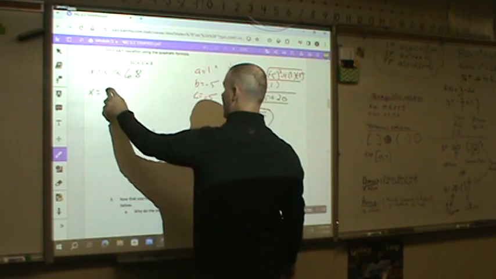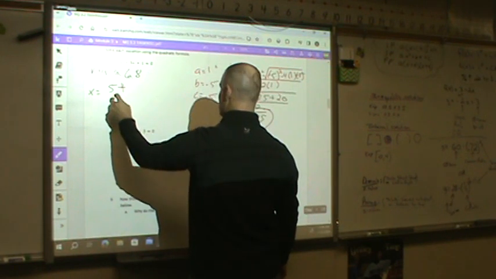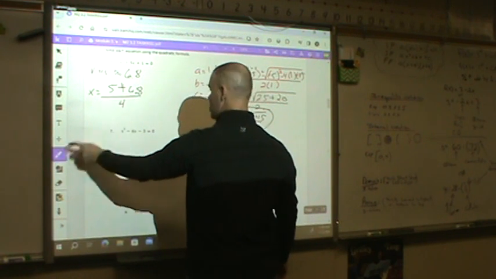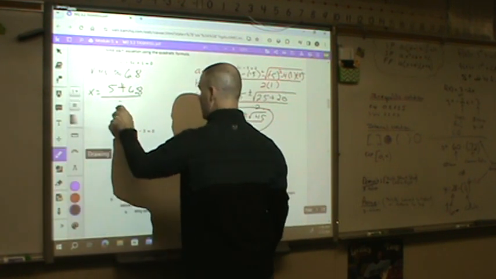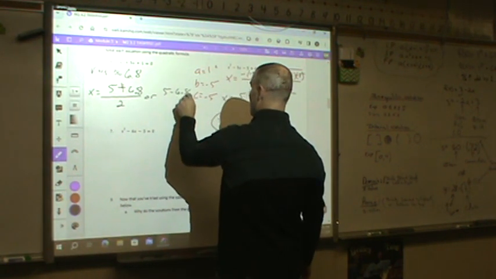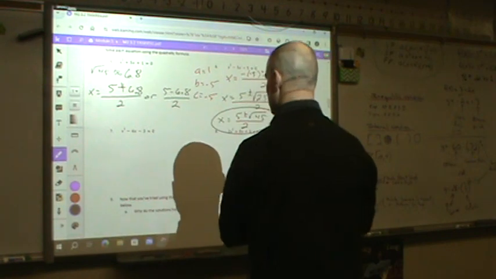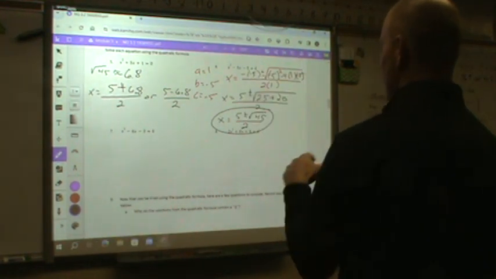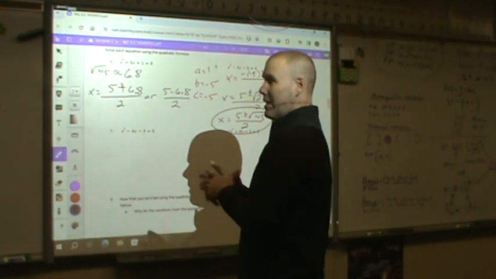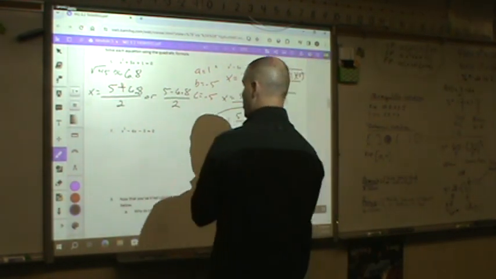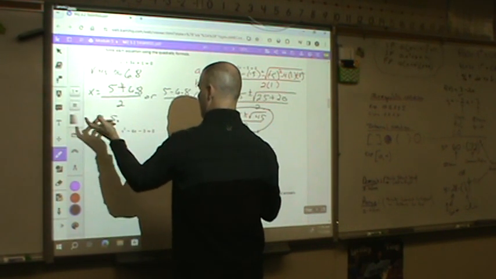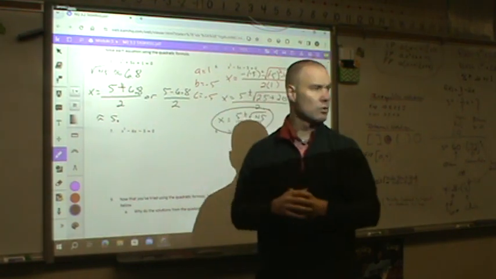So I want to estimate what my solutions are. So one is 5 plus 6.8 divided by 2. Sorry, 2 not 4. And the other one, this is why I put the or, is 5 minus 6.8 divided by 2. So I get 5 plus 6.8, which again I'm just using estimation in my head here, is going to be 11.8 or close to 12. So half of 12 is 6. So this is going to be approximately 5 point, what do we get? If we do the work, what do we get, class?